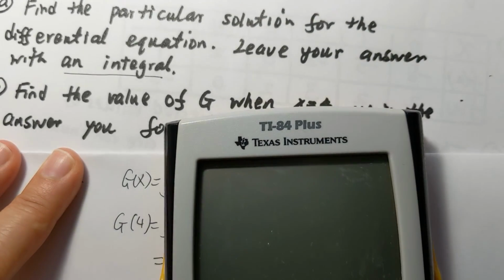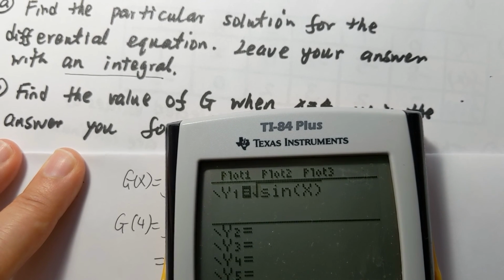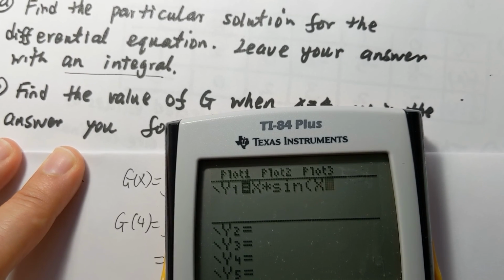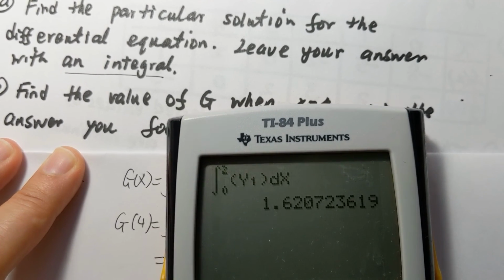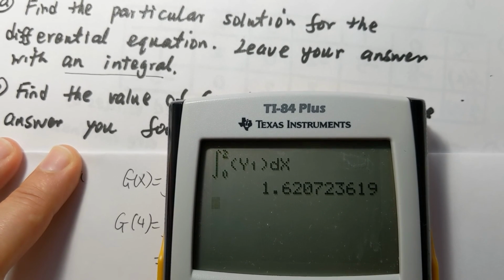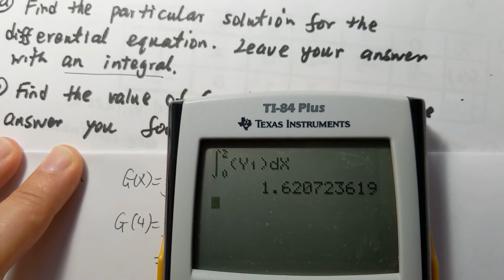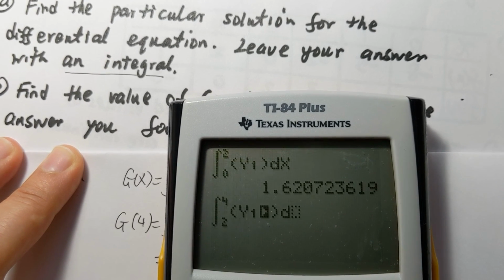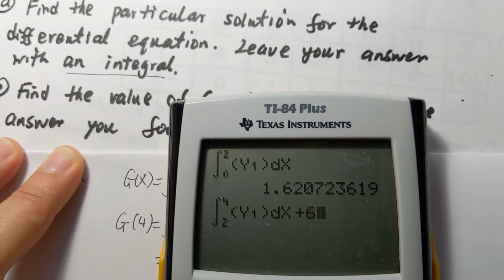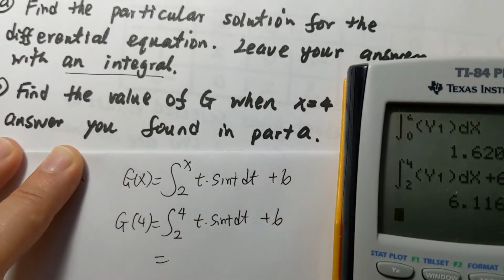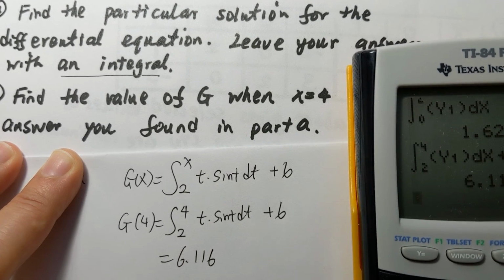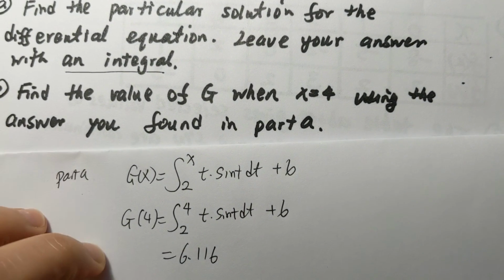Same method, you're going to do your y1, you make it into x times sine x. Then you go back. So the beauty of this is you can use a calculator and use y1. So math 9, and then we got 2 to 4, and then y1 dx, and then plus 6. So we got 6.116. So we finished question number 2.